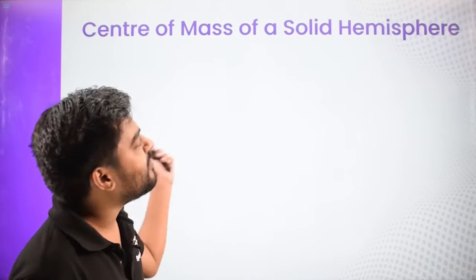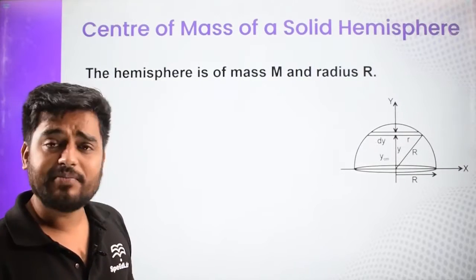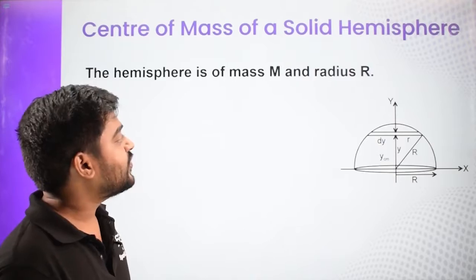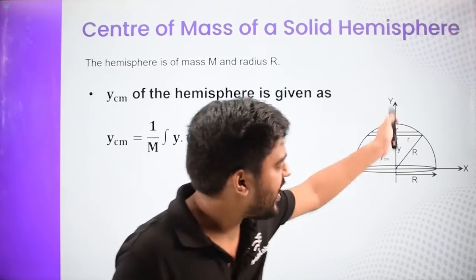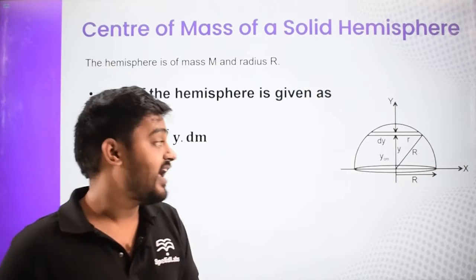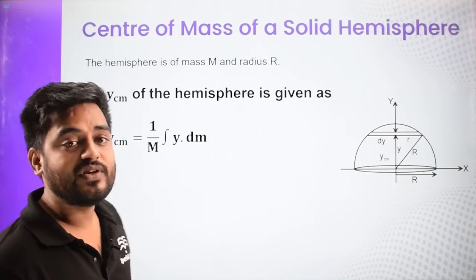Calculate the center of mass of a solid hemisphere. So we have a solid hemisphere of mass capital M and radius capital R. Now to consider, this is symmetric about the y-axis. So if it is symmetric about the y-axis, the x coordinate and z coordinate of the center of mass are going to be 0, 0, right? So we just need to calculate YCM.